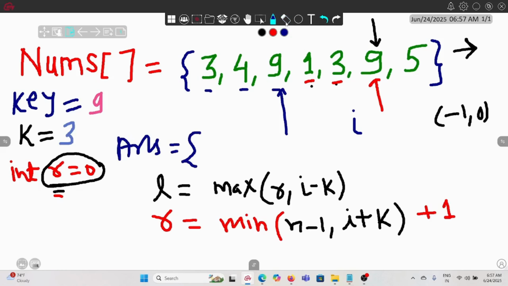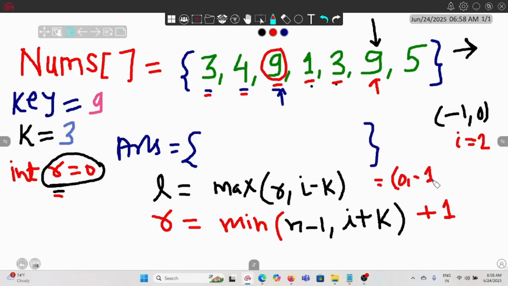So when we are going from left to right, we keep tracking until the key occurs. We are going from here, this is 3, this is 4, this is 9. So we got our I. So I is equal to 2, where the first key has been found. Now we have to find L. Initially R is equal to 0, when we reached here R was 0. So max of 0 and 2 minus k, where k is 3. So 2 minus 3 is minus 1. So L would be max of 0 and minus 1, which is 0 only. So our L is 0.